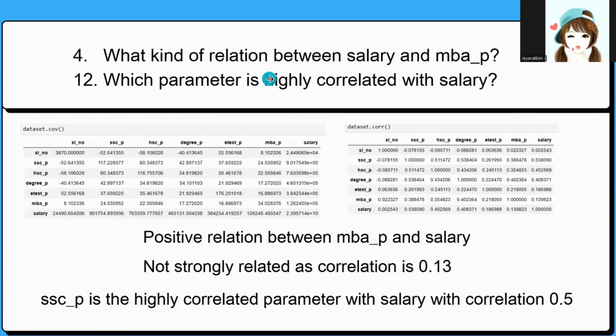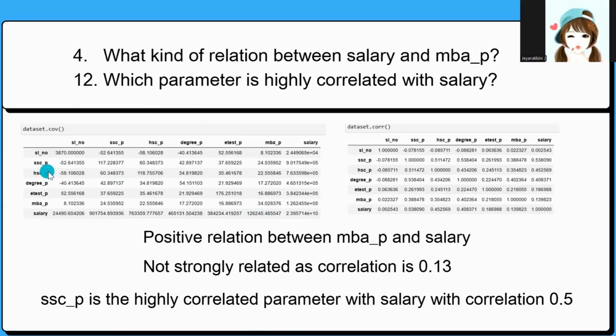Next, what kind of relation is there between salary and the MBA percentage? Basically what they're asking is if there is a relation between the MBA percentage and the salary they are getting, and which parameter is highly correlated with salary. To do that, I'm checking the covariance of the dataset and also the correlation of the dataset. Covariance tells if there is a relationship between the two variables, and the correlation says how strong the relationship between the two variables is.